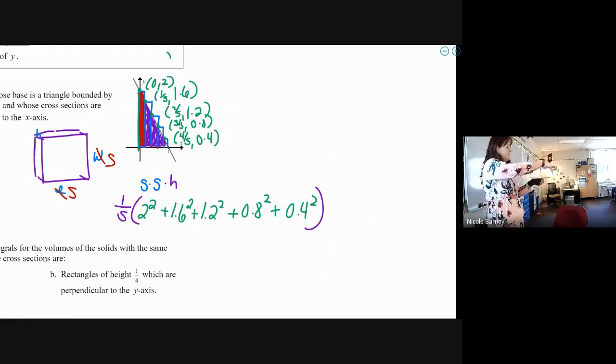So our volume is the area of the base times the height, right? The area of the base is that piece of paper that you made, and the height is the width of the piece. It's this width right here. That's 1/5, 1/5, 1/5, 1/5, 1/5. See that?